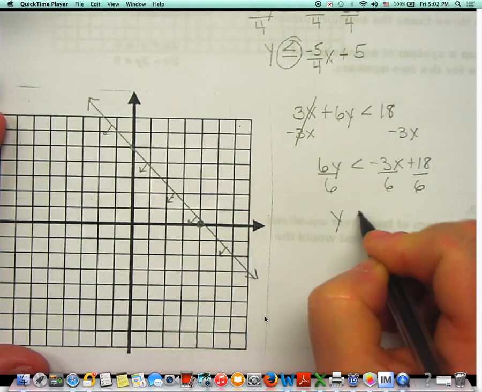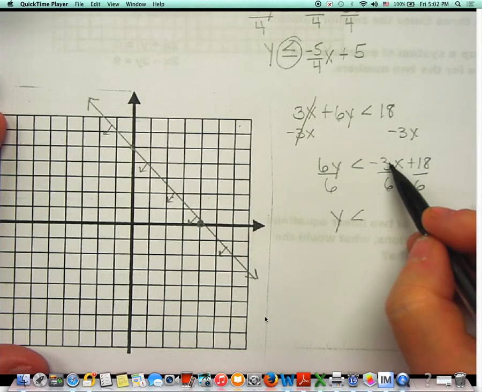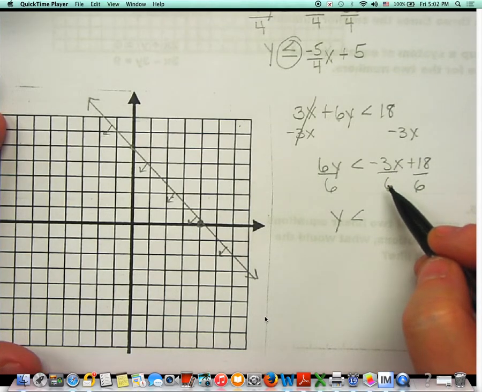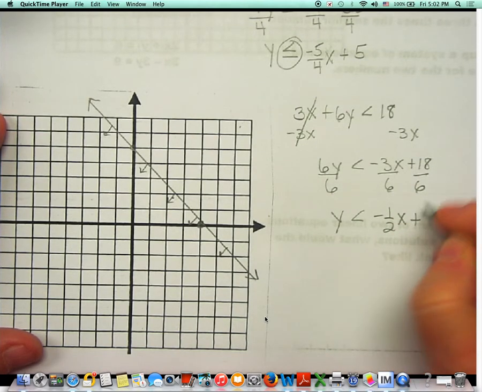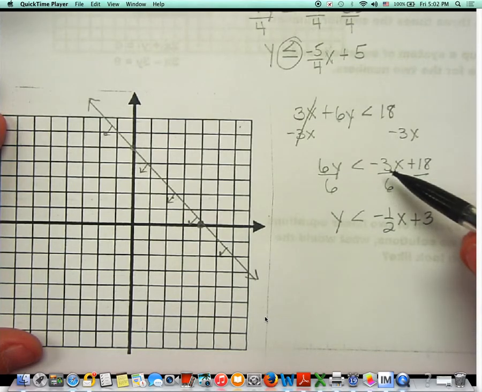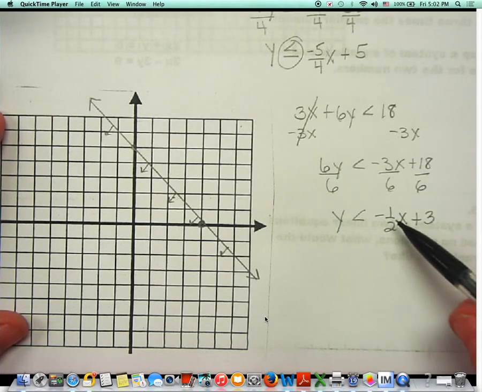So y is less than, and I can reduce the negative 3/6 to negative 1/2 x plus 18 divided by 6 is 3. Now you don't have to reduce that. You could leave it as negative 3/6 and you would still be able to graph it. But I went ahead and reduced it to 1/2.